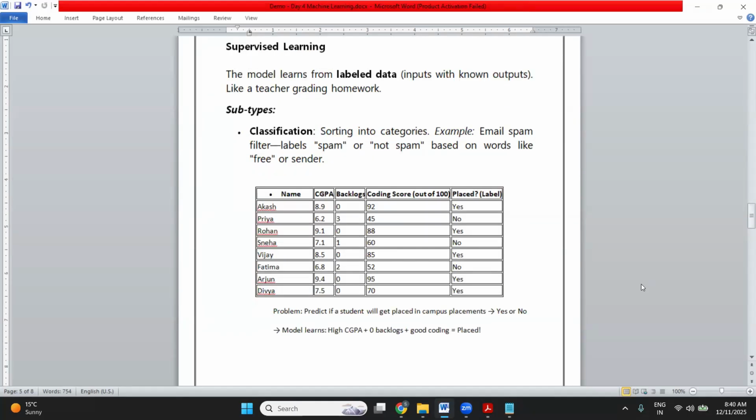Supervised learning will be pretty simple. They will have labeled data and the predictions will be in a simple format. It will be yes or no. They are called qualitative data. It is yes or no. Clear?